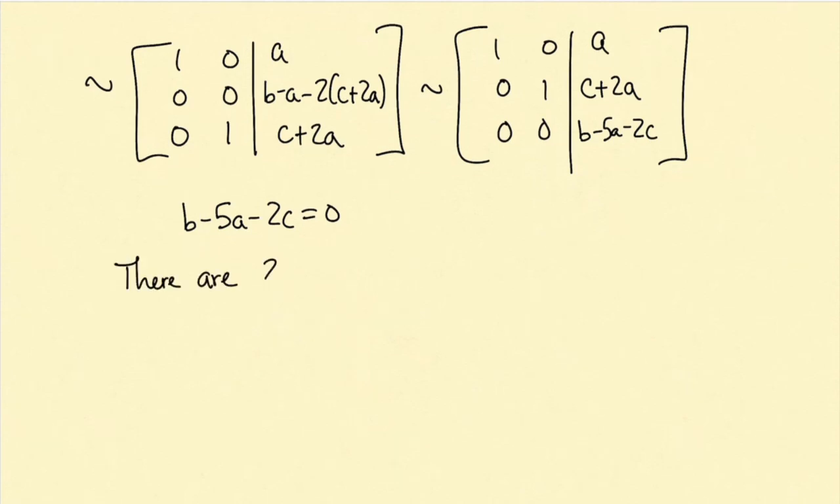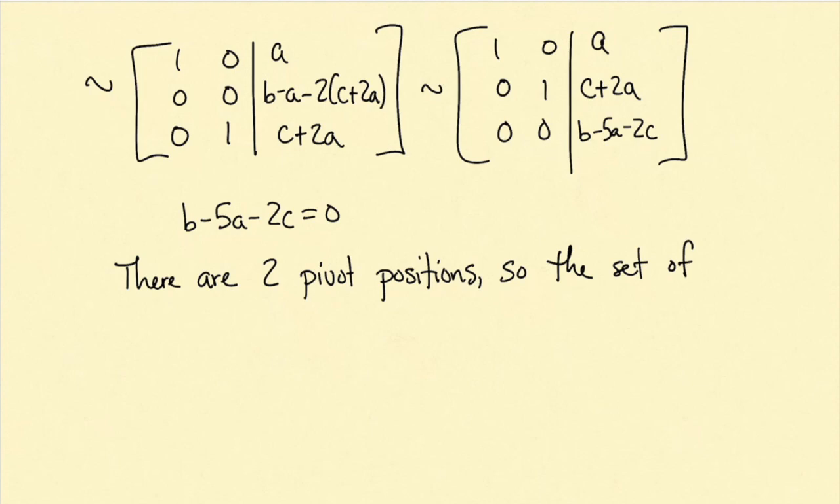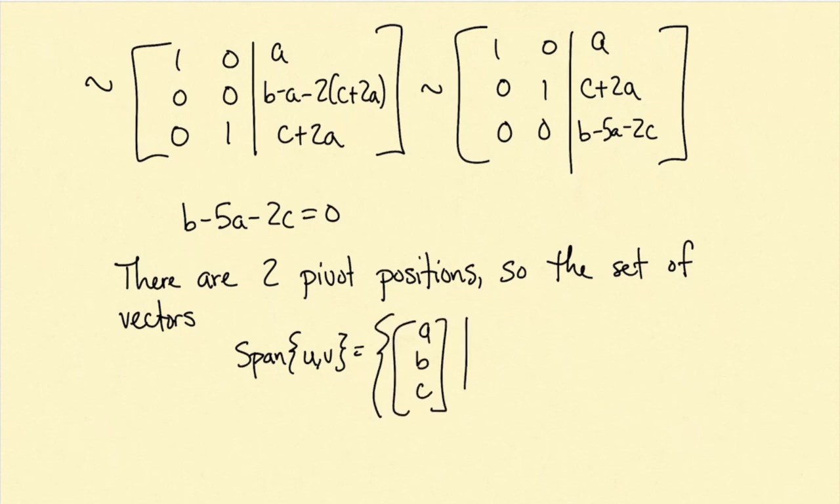So now we can use our geometric intuition from the previous example to actually interpret what a linear equation in 3 variables represents. Because there are two pivot positions, the set of vectors a, b, and c such that negative 5 times the first coordinate a plus b minus 2c is equal to 0 is in fact a plane. So this is a nice way to see that if you take a linear equation in 3 variables, the set of solutions inside of R3 will form a plane.